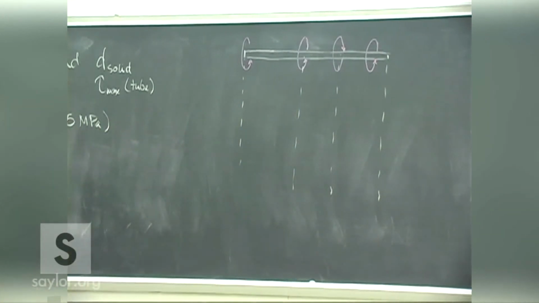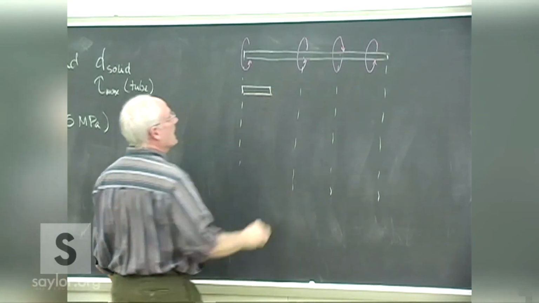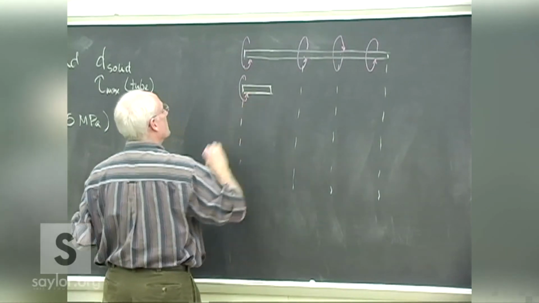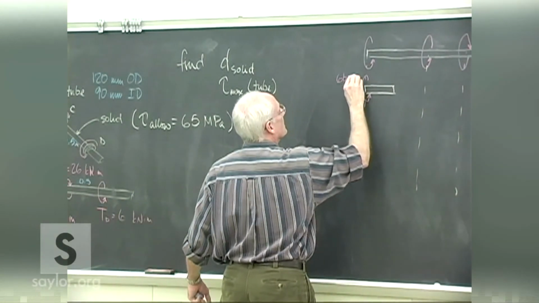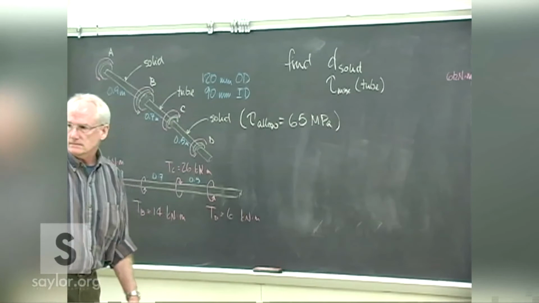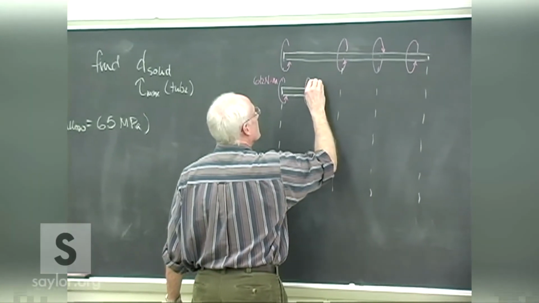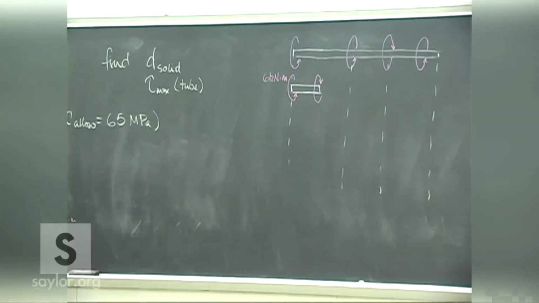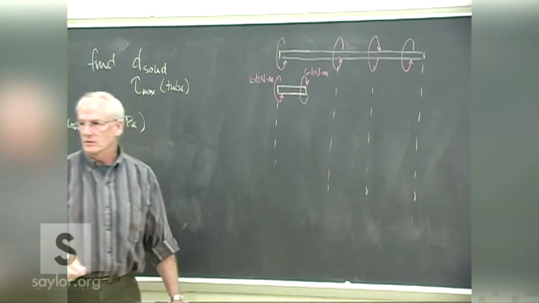We do what we've done before, put an imaginary cut somewhere, and determine what the internal torsion must be. That's what we use in the calculation. So, for example, this little end piece, we know at one end there's 6 kilonewton meters. We know we must statically balance these things. So internally, between A and B, we know there must be 6 kilonewton meters.